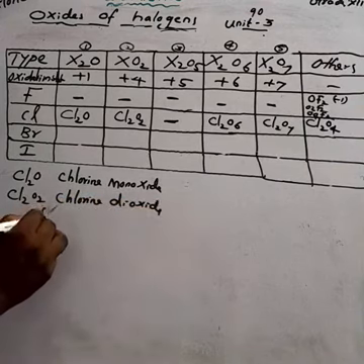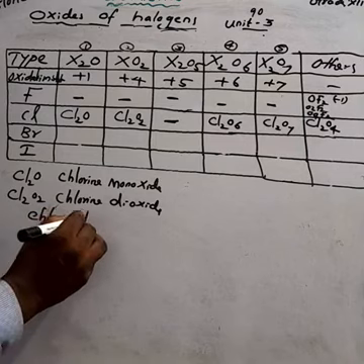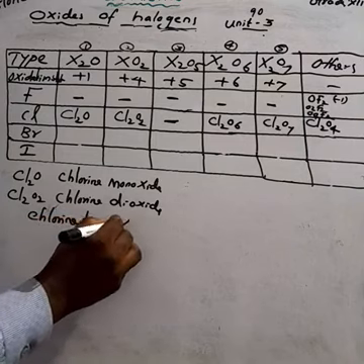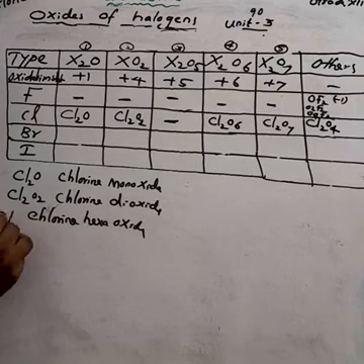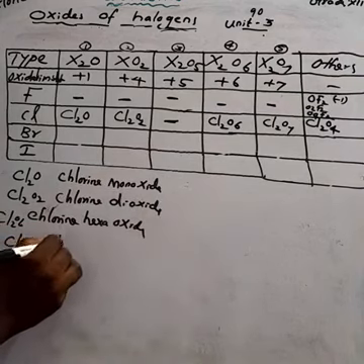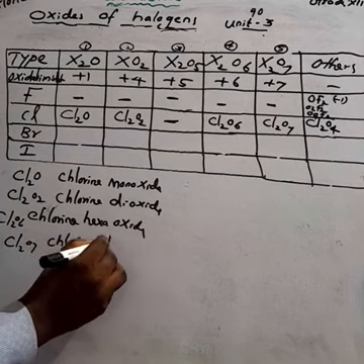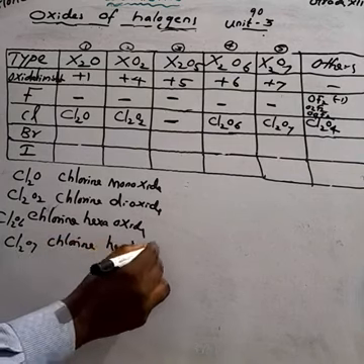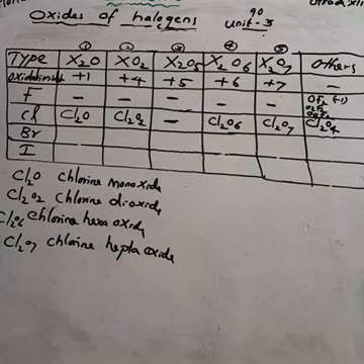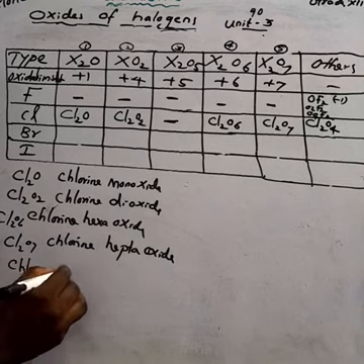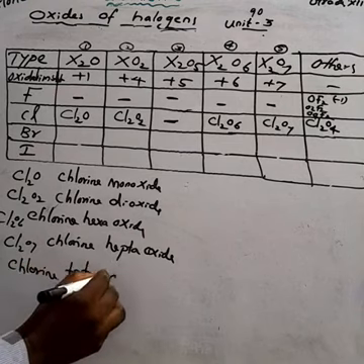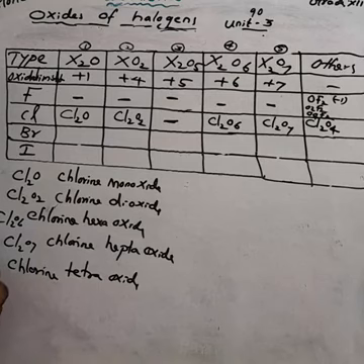Chlorine hexaoxide. Chlorine hexaoxide. What about Cl2O7? Chlorine heptaoxide. Chlorine heptaoxide. Next, Cl2O4. Chlorine tetraoxide. Chlorine tetraoxide. Don't forget that, dear children. Please learn these formulas. Okay.